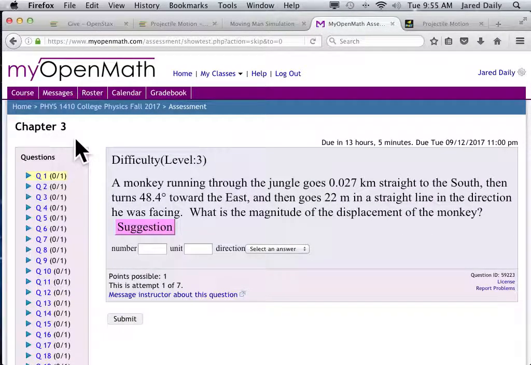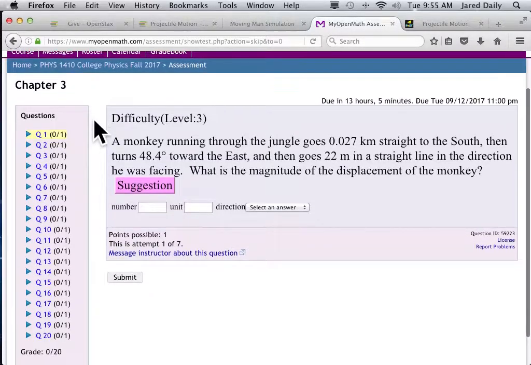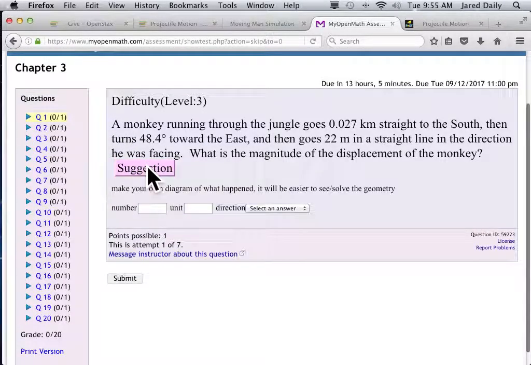So you have a monkey running through the jungle, going 0.27 kilometers straight south. Oh, this is one we talked about the other day, right? So what I suggested didn't work. Make your own diagram. It'll be easier to see.